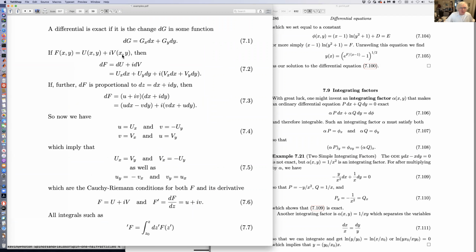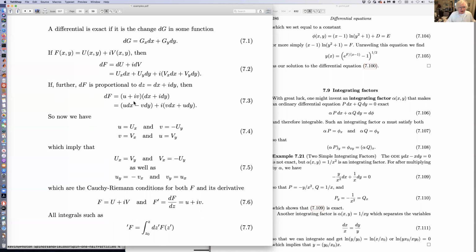Suppose f is u plus iv, all three being functions of x and y. Then df is du plus i dv, and we can write du is ux dx plus uy dy, plus i dv, which is vx dx plus vy dy. If further df is proportional to dz, then we can write that df is something, u plus iv, times dx plus i dy. And if we multiply that out, we get this.